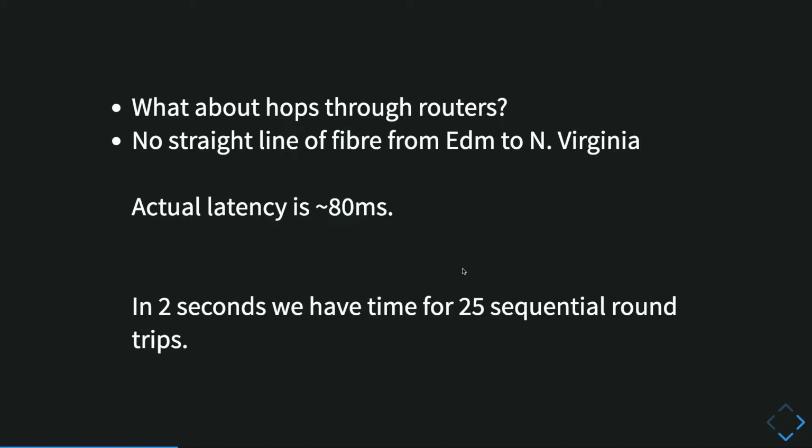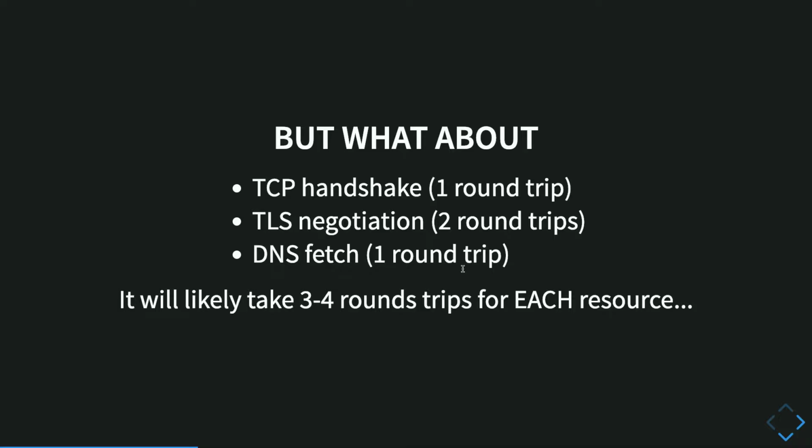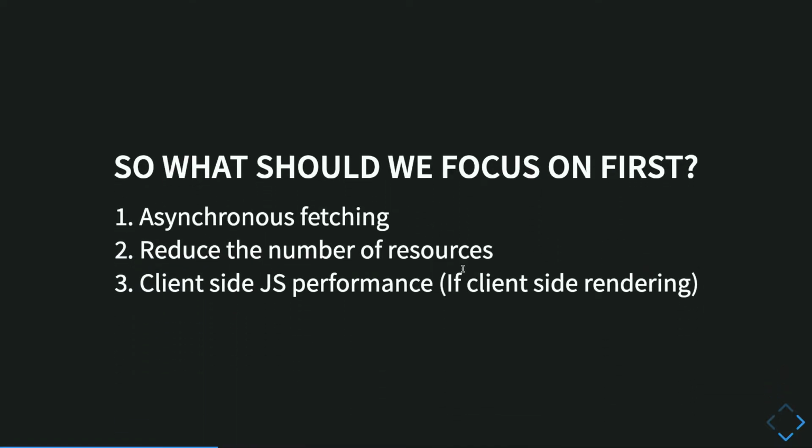And with each of those resources, it's multiple round trips. So you can't be doing things sequentially. And like I said, there's the TCP handshake, TLS, DNS. Got ahead of myself there. So what should we focus on first when we're trying to make our site faster?